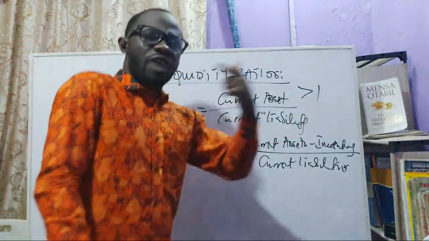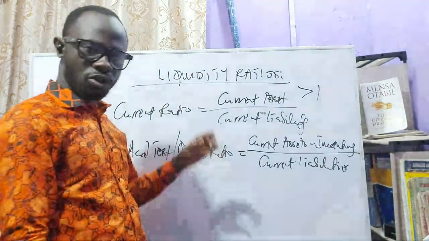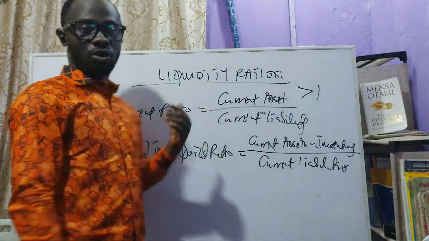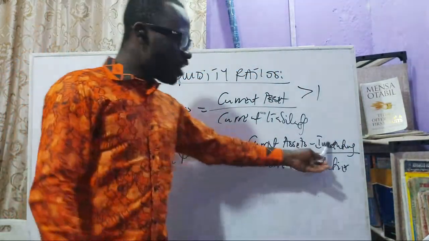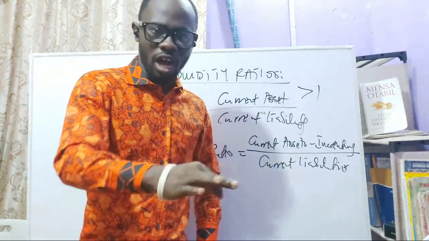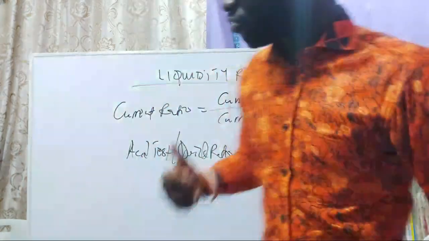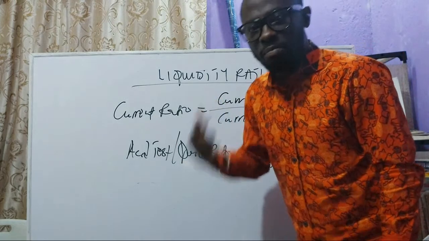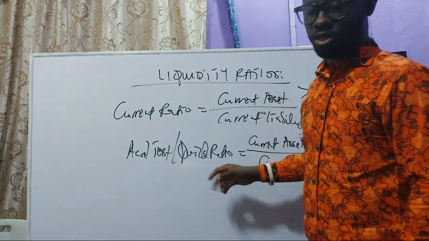So it is preferable to use the quick ratio or the acid test ratio to assess the liquidity status of an organization rather than what? The current ratio. Why is it preferable? Because like I said, inventory takes a longer time to be converted into cash in the short term. That is why entities prefer to use the acid test ratio.